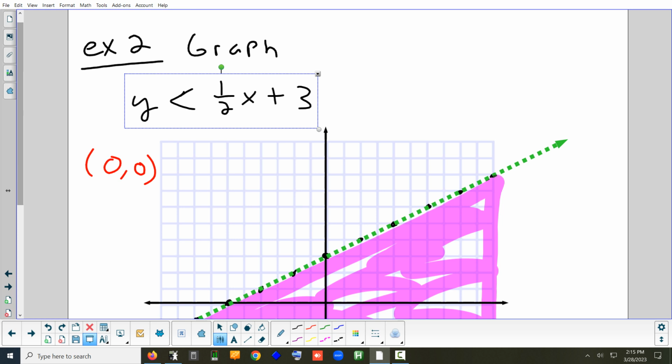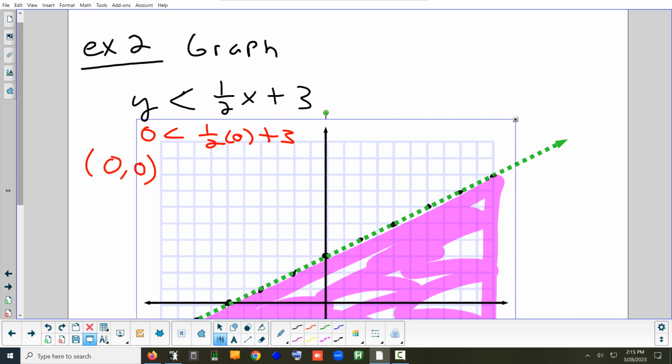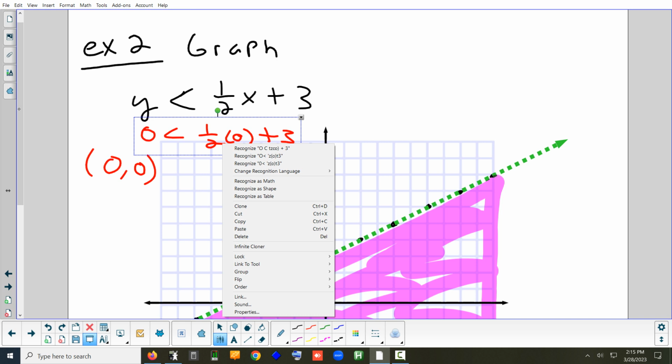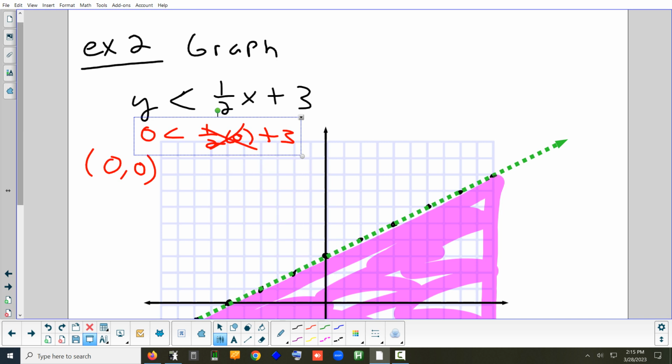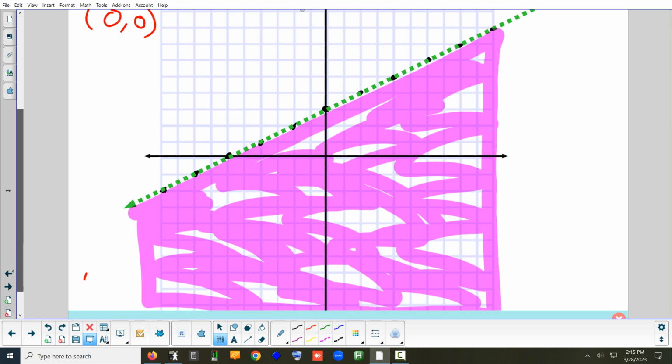If you plug in 0, 0, you get 0 is less than 1/2 times 0 plus 3. Well, that would be 0. That would give you 0 is less than, well, 1/2 times 0 is gone. You get 0 is less than 3. Is that true? Yeah. So any point in this pink section would work.